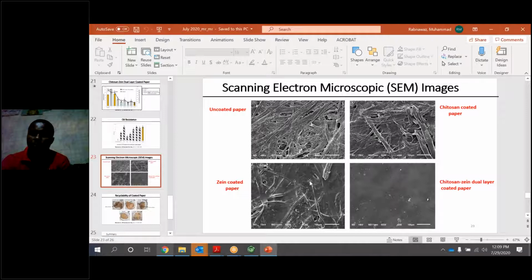On the other hand, when you have zein-coated paper, you again fill the pores, right? That makes it more hydrophobic, but not hydrophobic enough to repel oil. That's why oil penetrates there. But when you have a dual layer, you have a smooth surface, no capillary action, and the surface is both water and oil repellent for a lot of packaging applications.